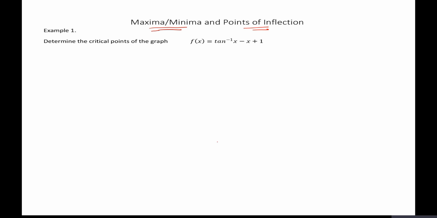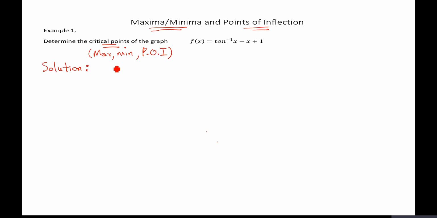So in this case, we want to determine the critical points of the graph. And when we find the critical points, we mean the maxima, minimum, points of inflection. You'll find in many textbooks, they will say possible points of inflection or possible maxima. And in this example, you will realize why that is so. So let's have a look at this.